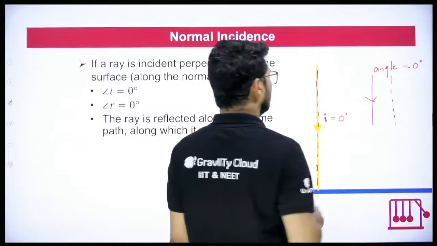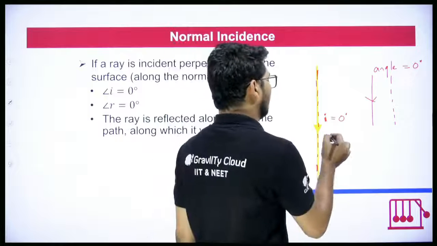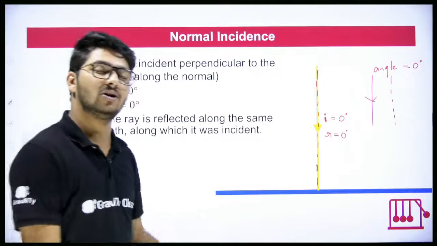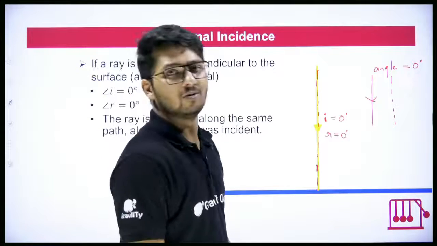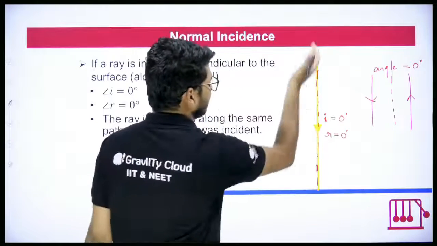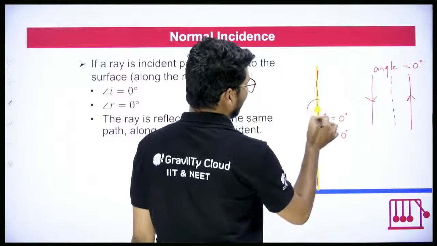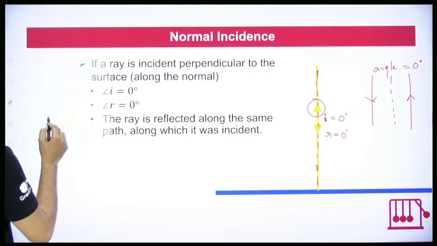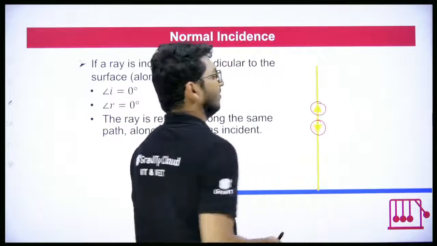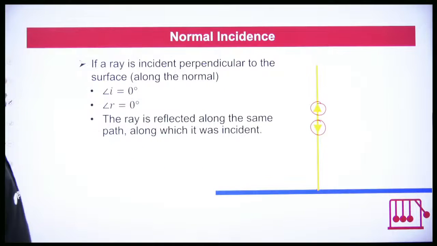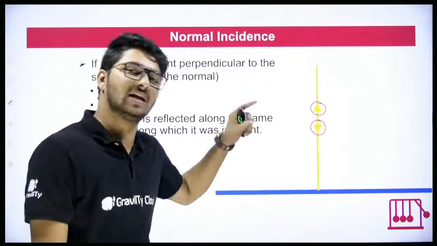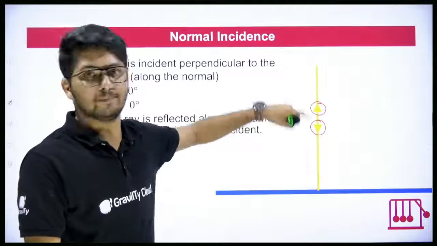I is equal to 0 degrees. And we know from the laws of reflection, R is equal to I. So the angle of reflection will also be 0 degrees. So if the angle made with the normal is 0 degrees, that means you should have a parallel line. That means the reflected ray will also be upwards. Just look at the arrows. This arrow refers to the incident ray. This refers to the reflected ray. That's it. So in normal incidence, the light will go back along the same path in which it has come.